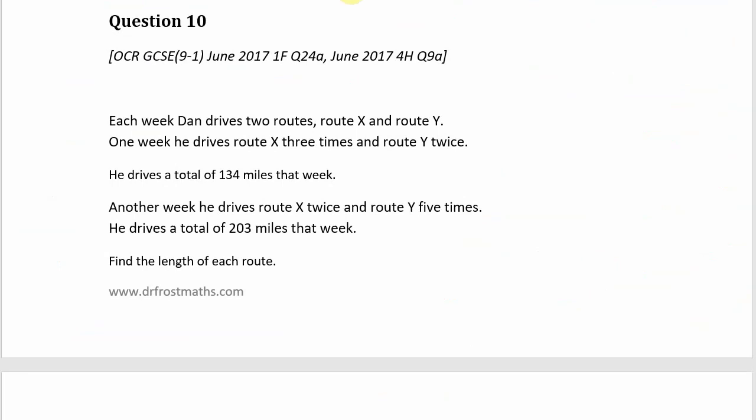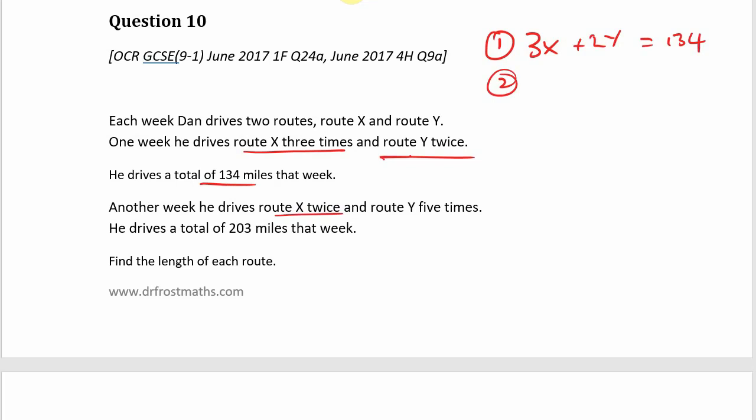Dan drives two routes. He drives x and y. So equation 1 will be he does 3 lots of route x and 2 lots of route y, and in total he drives 134 miles. Equation 2, he does route x twice and route y 5 times for some reason, and he drives 203 miles.